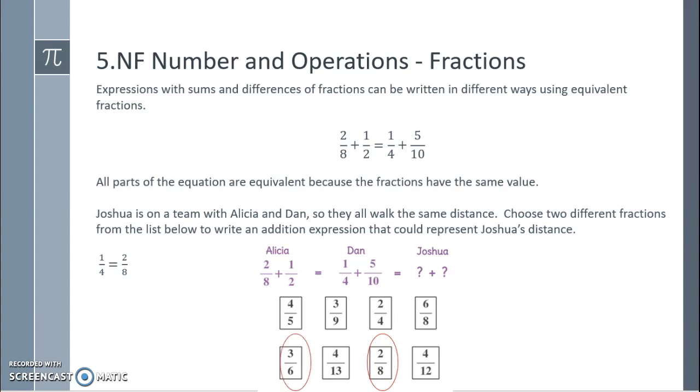Also, I see 3 copies of 1/6. That's equivalent also to 1/2. So we could use that one. And there are many others in our list that we could use too. This is just one example.